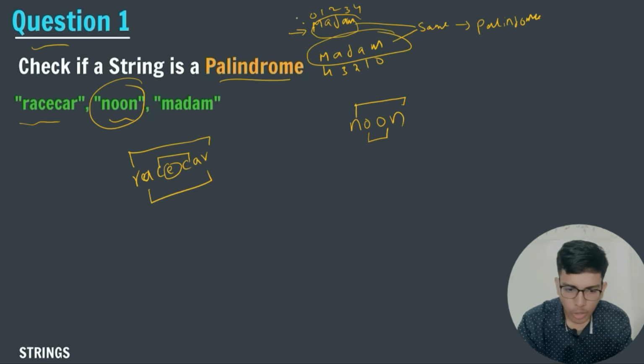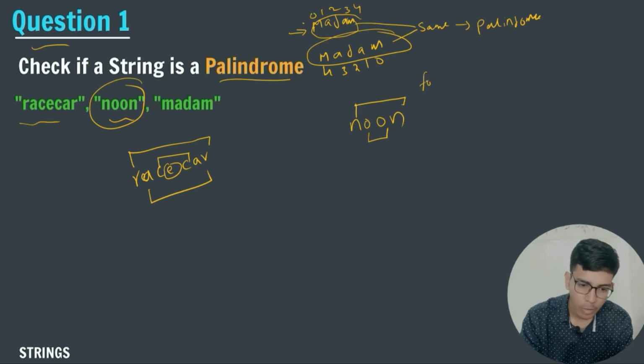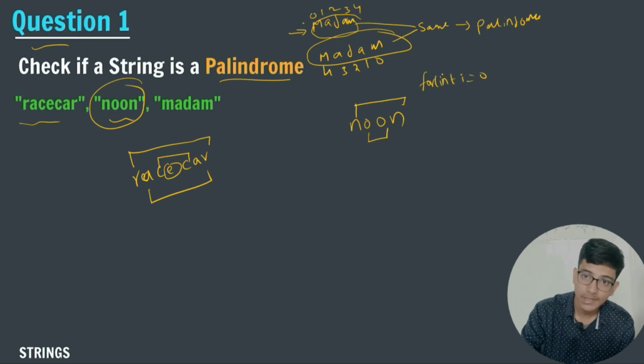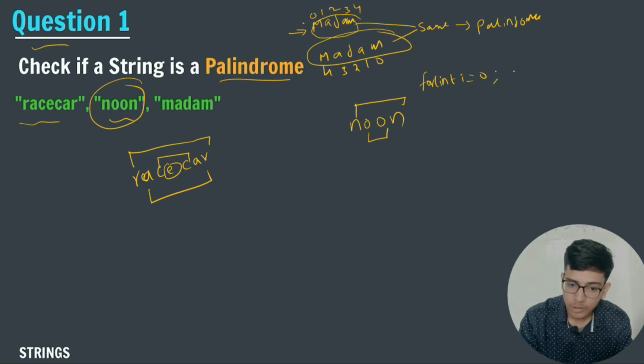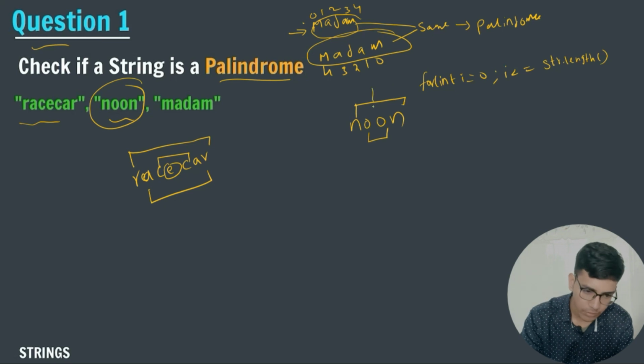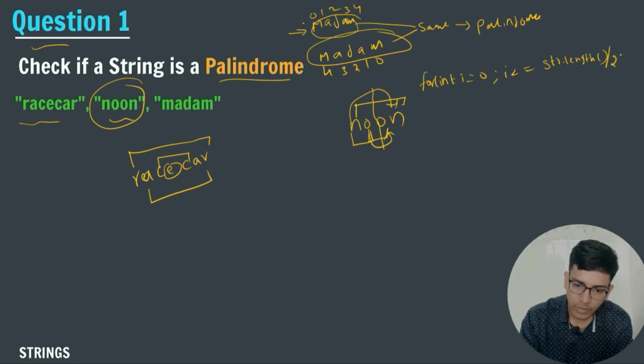So we'll run a for loop. First of all, we'll run a for loop with int i equals 0, because we already know that indexing starts from the 0th index. So we'll start our loop from i equals 0, and i should be less than or equal to str.length divided by 2. How many times do we have to run? We have to run only half of the times, because if we run half the loop, then we can check the rest of the elements also. So I'm going to run this loop for half the string length, n by 2, and then i plus plus.